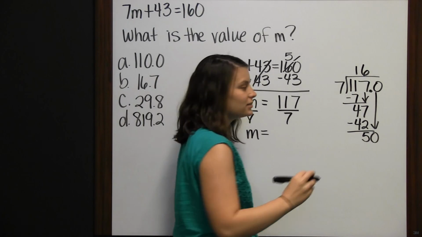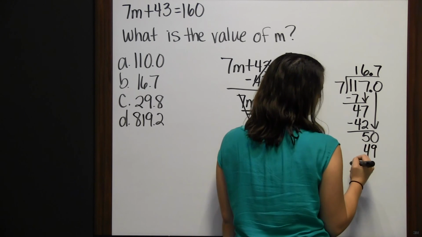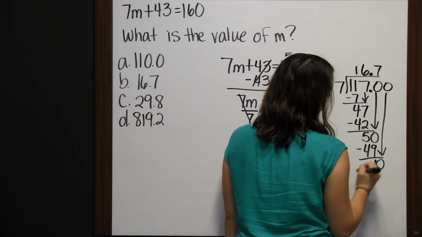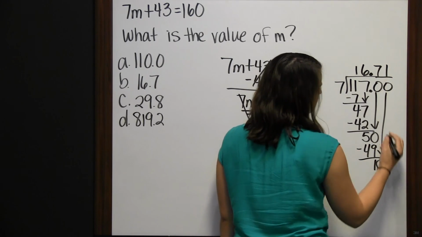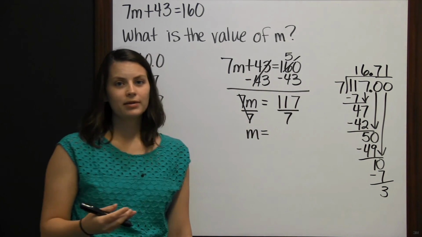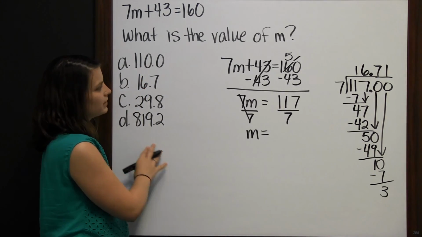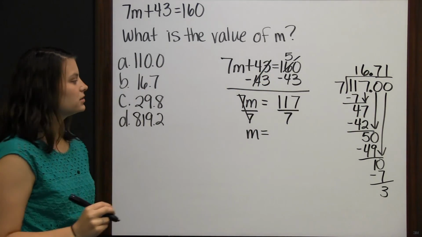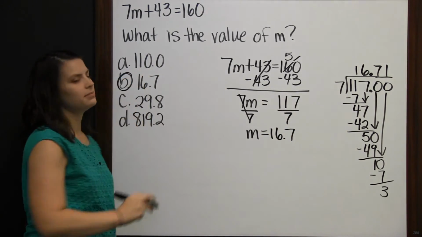7 goes into 50 7 times. 7 times 7 is 49. We subtract and we get 1. We add a 0 and bring it down. 7 goes into 10 one time. 7 times 1 is 7. We subtract and we get 3. And we could keep going, but really that's all I need to find my answer. The 1 tells the 7 to stay the same if we're rounding to the tenths place, so our answer is 16 and 7/10, which is answer choice B.